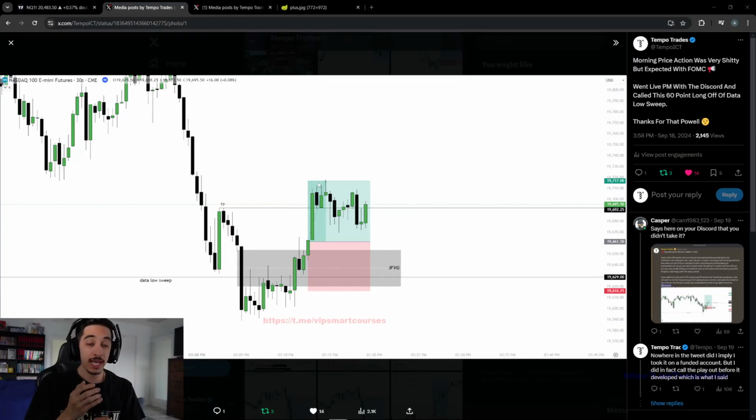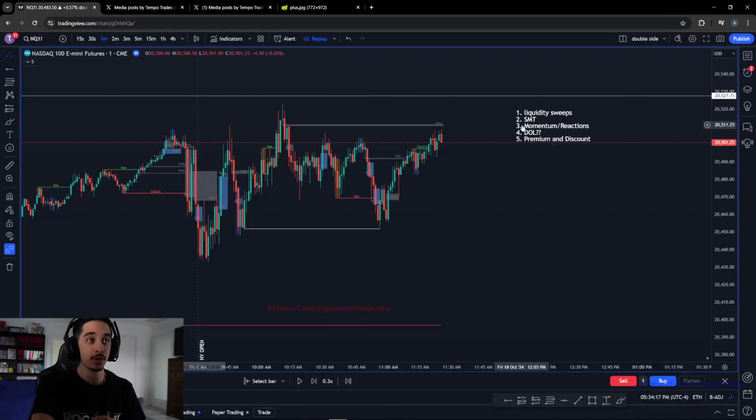So yes, plays can still work if they delay and chop like this, but I wouldn't risk as much, and I wouldn't be as confident, is what I'm saying. So with momentum and reactions, the reactions to the liquidity sweep and the momentum through the gap are very, very important when determining if I should take this or not, if I should go heavy, if I should go light, all of that stuff. So you need to look at that very carefully.